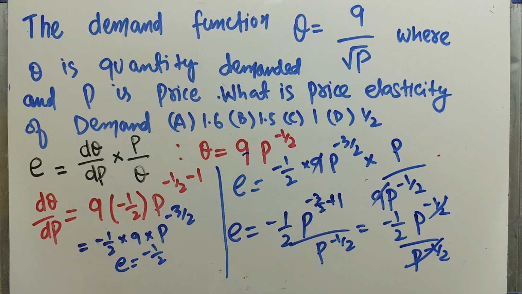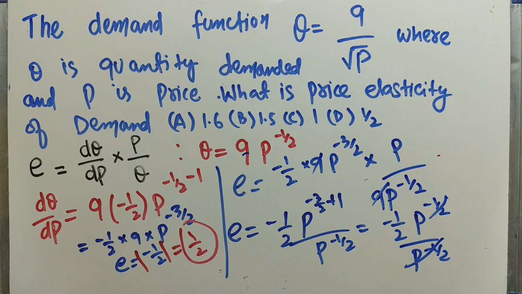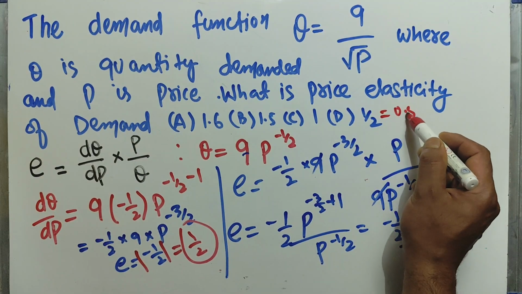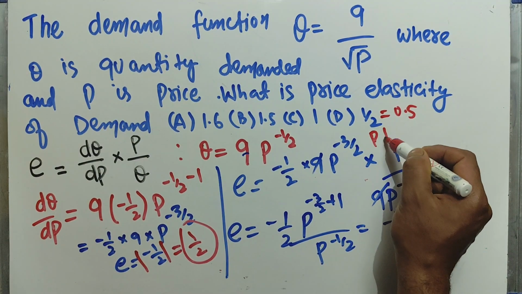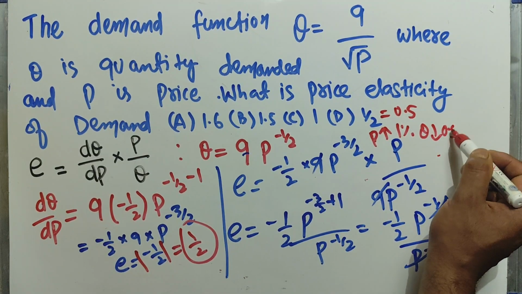Now if we write it in absolute form, then it will be equal to 1 upon 2. For the sake of simplicity, we write it in absolute form. Otherwise the elasticity of demand is always negative given the downward sloping demand function. So what does this elasticity of demand tell us? 1 upon 2 is equal to 0.5, so it simply tells us that if price increases by 1%, quantity demanded decreases by 0.5%.